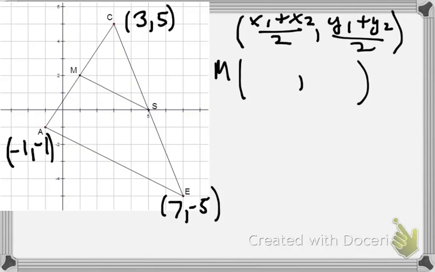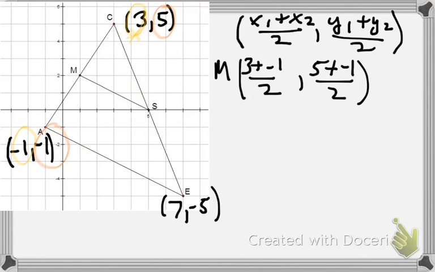But M is going to be 3 plus -1 over 2. And the Y is going to be 5 plus -1 over 2. And some people are confused where I got those. So here's my X's right here. That's where I got those. And then my Y's were right here in orange. Okay, those are my Y's.